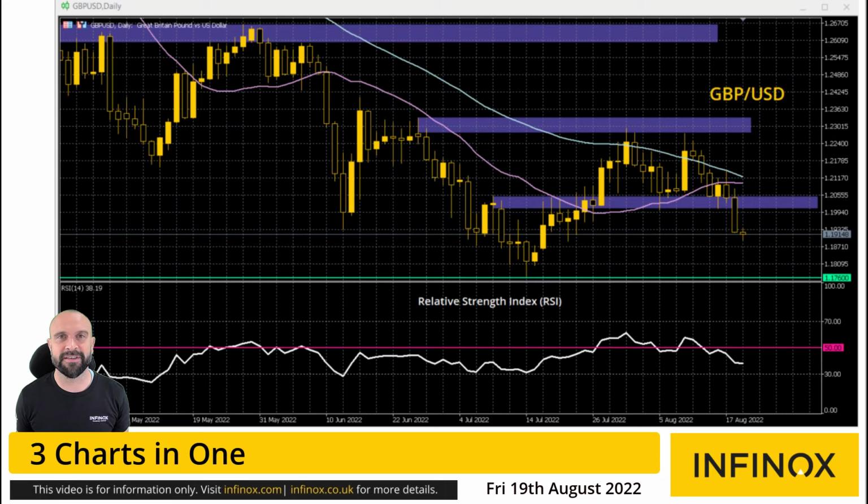We've got the dollar strengthening, so that's weighing on sterling dollar. It's also pulling the silver price lower, and risk appetite is looking a little bit tentative, and we've got a breakdown potential on the DAX. So let's get straight into it on this cable chart.